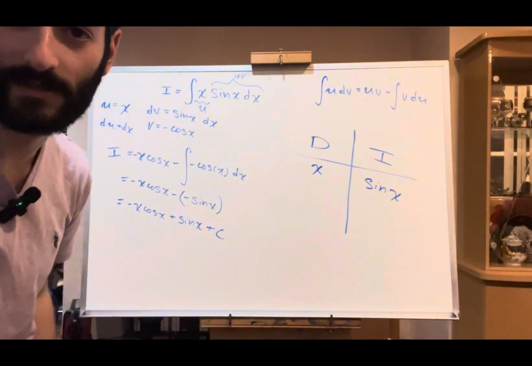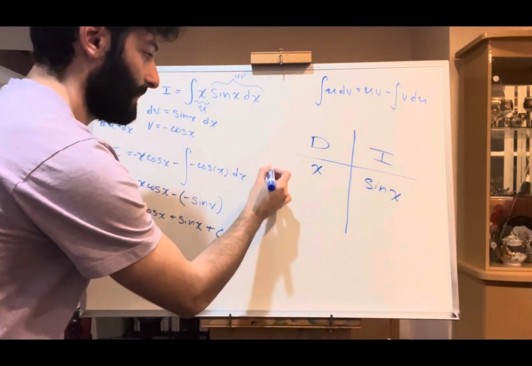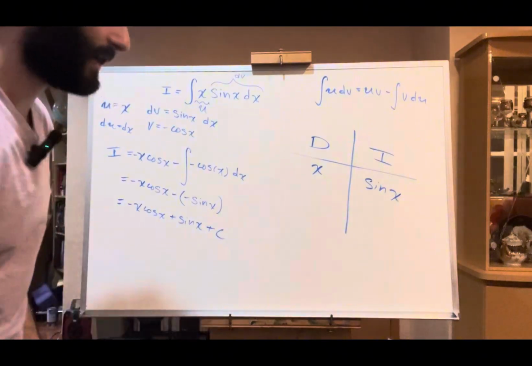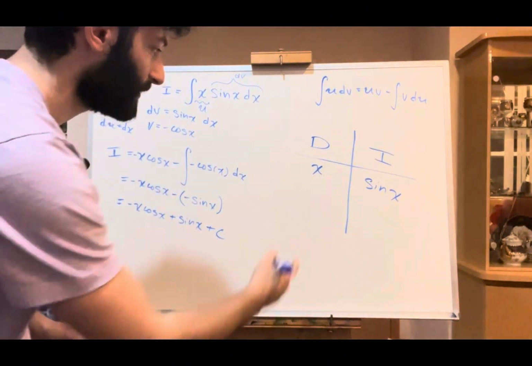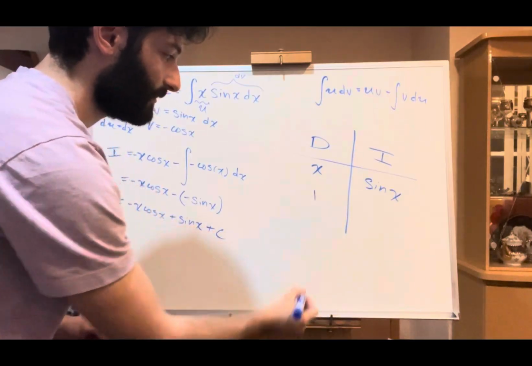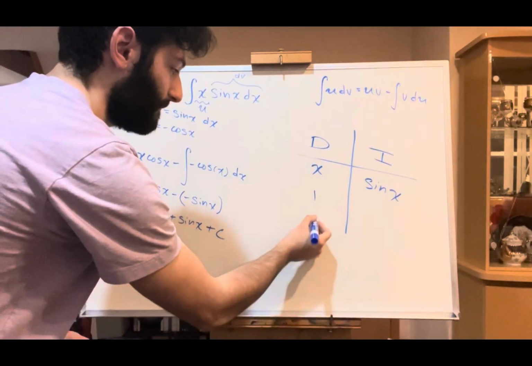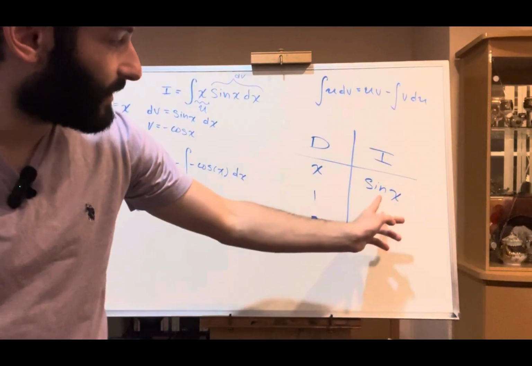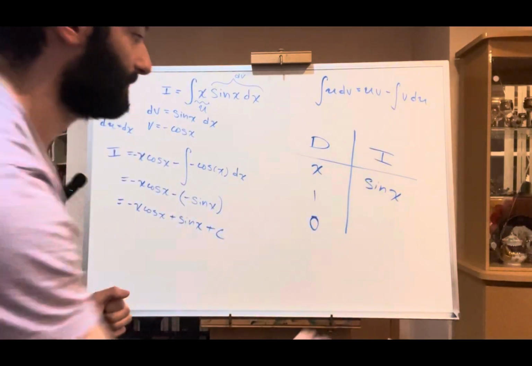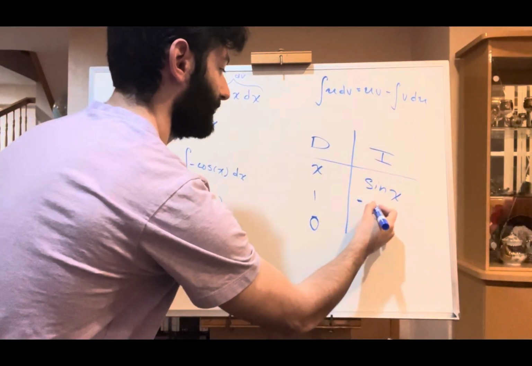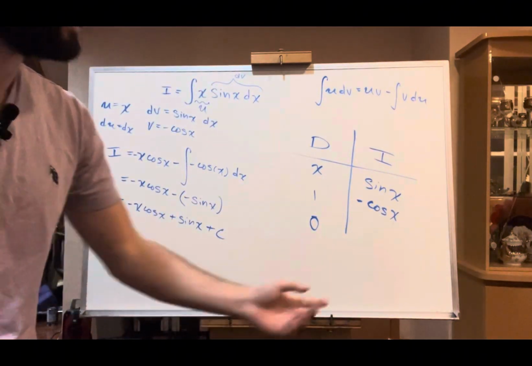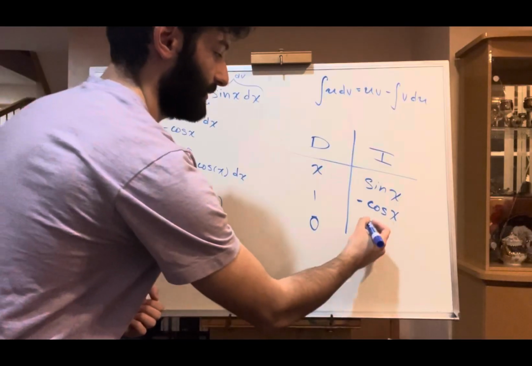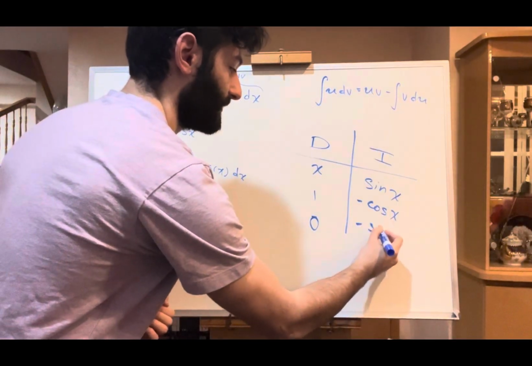And the DI method works like this. We differentiate x until it goes to 0, or whatever function we have here, until it goes to 0. So when we differentiate x, we get 1. Differentiate again, we get 0. And when we integrate sine of x, we get negative cosine of x. When we integrate it again, we get negative sine of x.